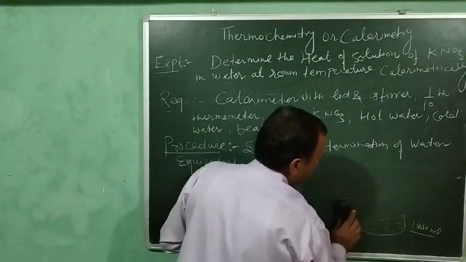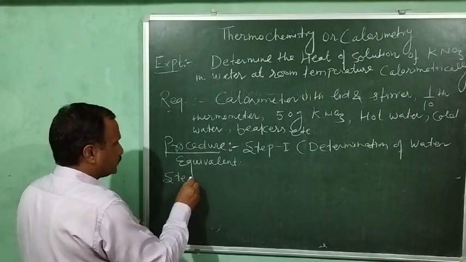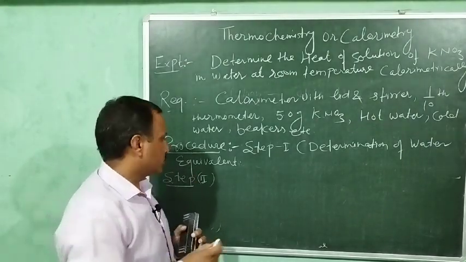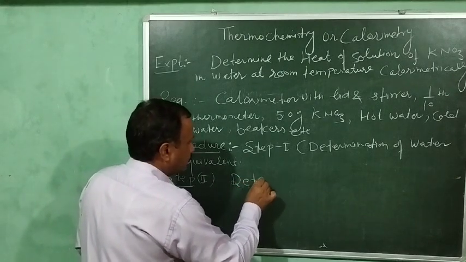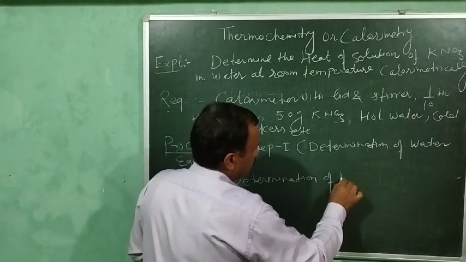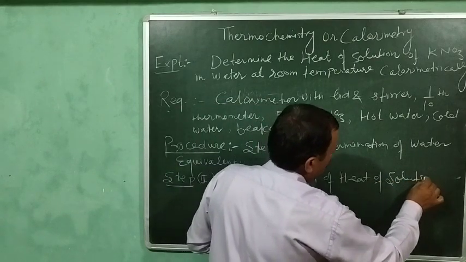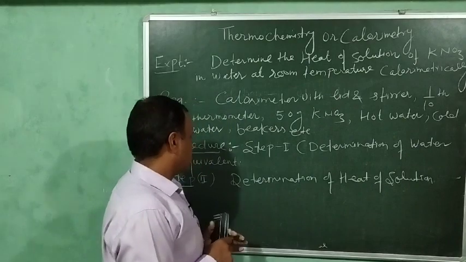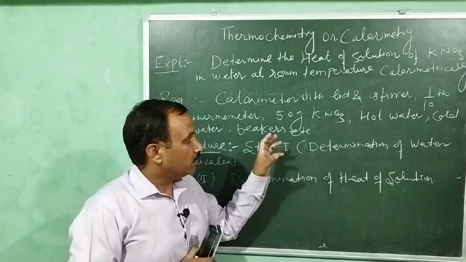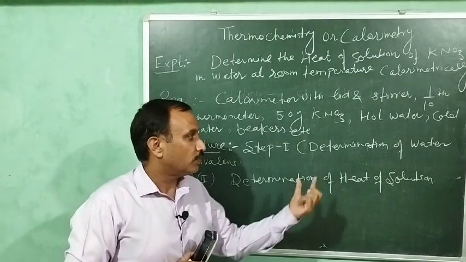Okay, then the second step. Step number 2 is determination of heat of solution or enthalpy of solution. So now let us discuss the procedure for the determination of heat of solution. So first of all, we will determine the water equivalent of a calorimeter. Then we will go for the determination of heat of the solution.